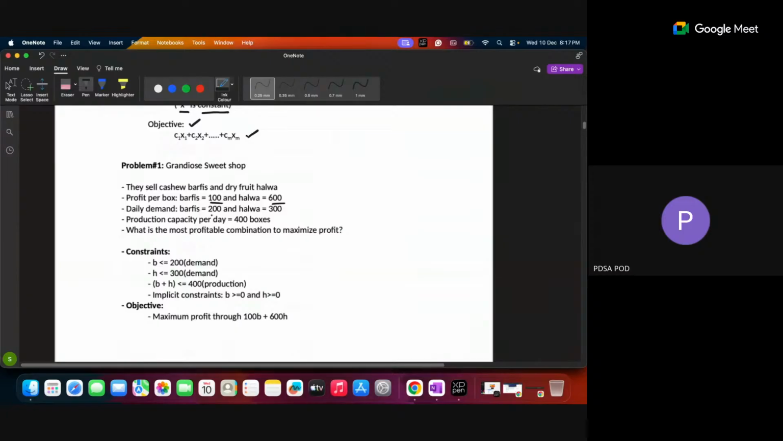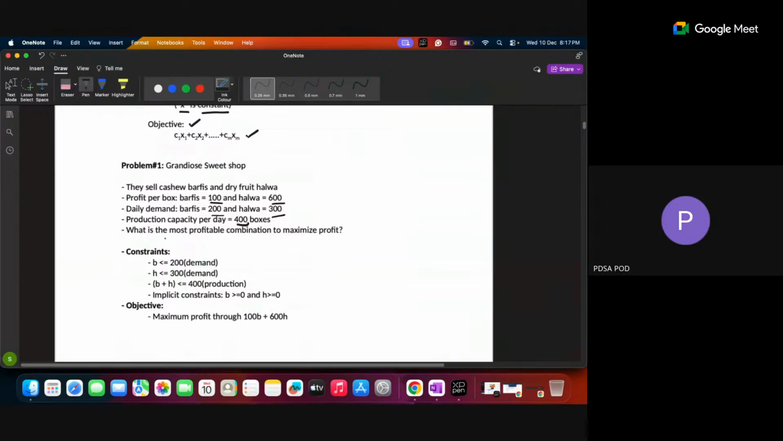Now, there is a daily demand. More than the demand, we never try to take the risk to manufacture or produce. And one more constraint is there: capacity. Whatever the capacity of resources, maybe labor or material you have, the maximum production capacity per day is only 400 boxes. That is 400 boxes with a combination of any of these products, either burfi or halwa.